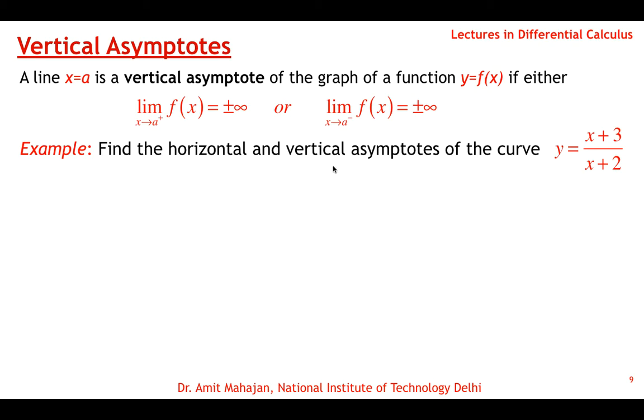Okay, so first we'll calculate horizontal asymptotes. That means what happens when x goes to plus infinity or minus infinity, and it's a rational function, and to solve a rational function what we do is we see what is the highest degree in the denominator.